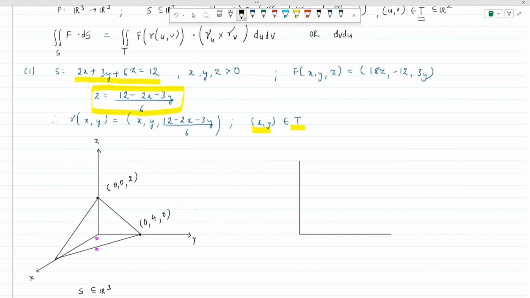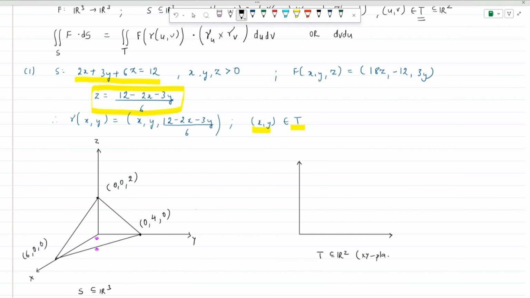And for the x-axis, you need to substitute y and z as 0, so this will give us that the x coordinate is 6. So this is the surface. It's kind of a triangular plane coming down from the positive z axis to the xy plane. Now what we need is the projection T in R2, or on the xy plane.